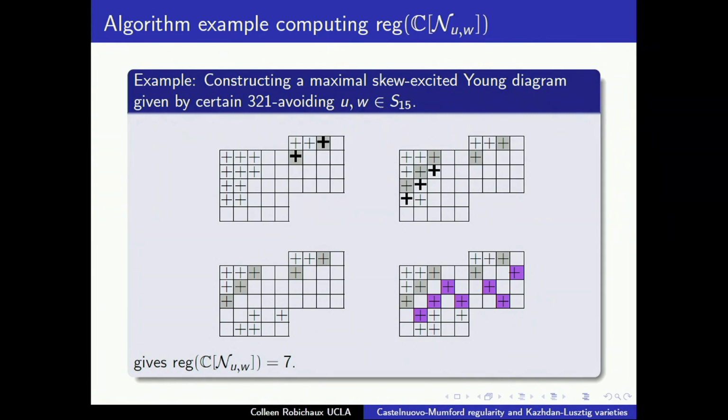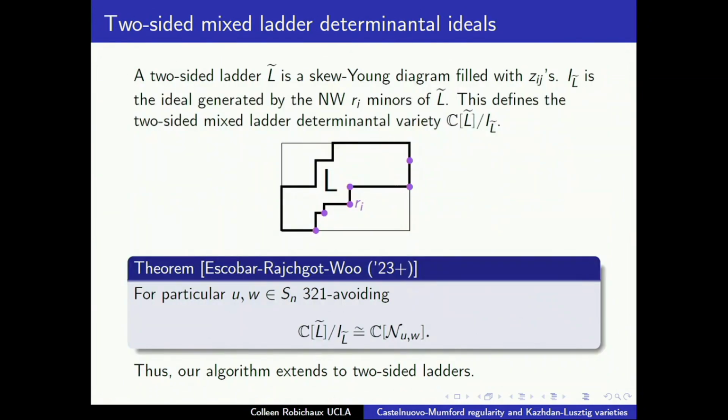Okay, so this algorithm is in terms of we component by component identify a longest diagonal that's hopefully as high as possible, expel pluses, move on to the next component. And we keep doing this, and then do as many of these moves as we can. Okay. And what this is connecting to is a special case of these 3-2-1, 3-2-1 avoiding Kazhdan-Lusztig varieties are precisely two-sided mixed ladder determinantal varieties.